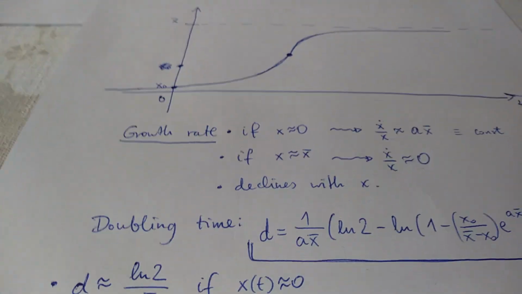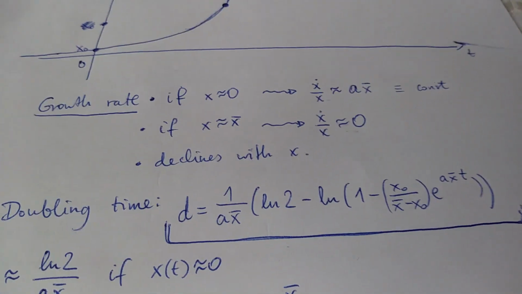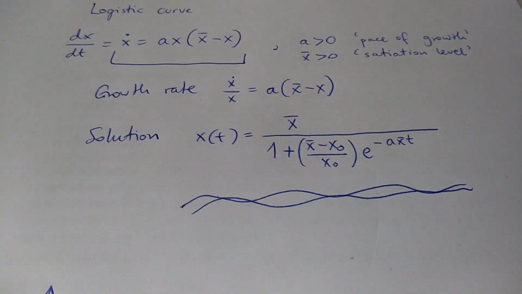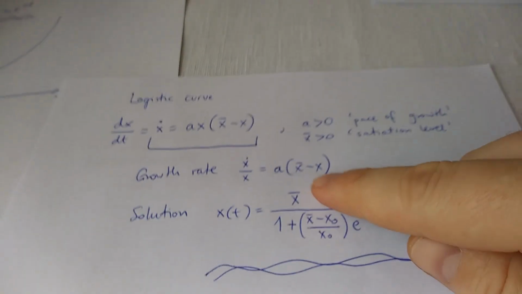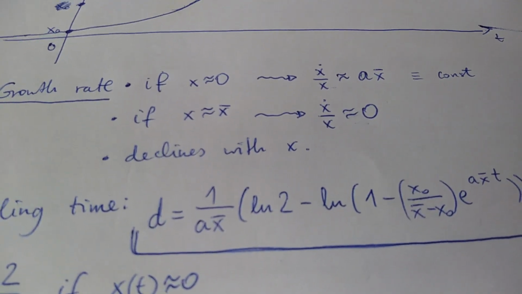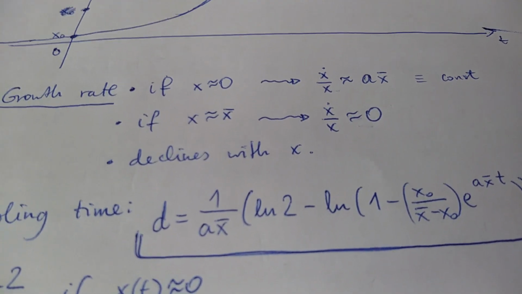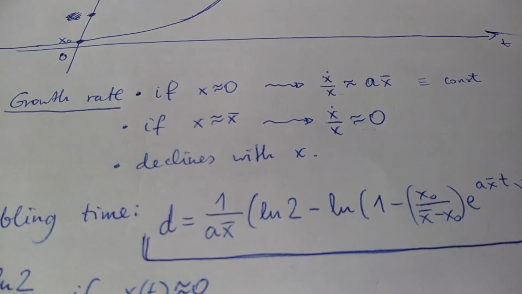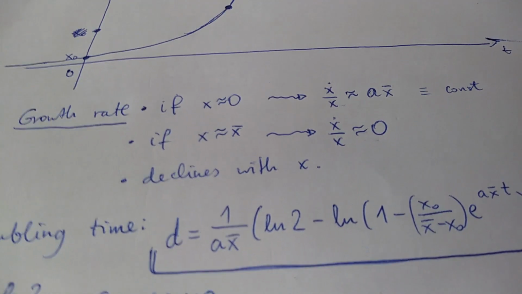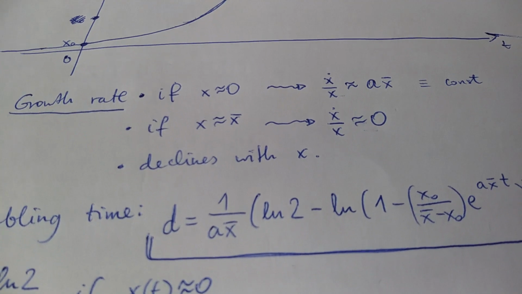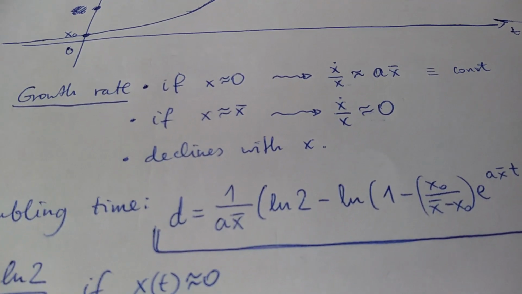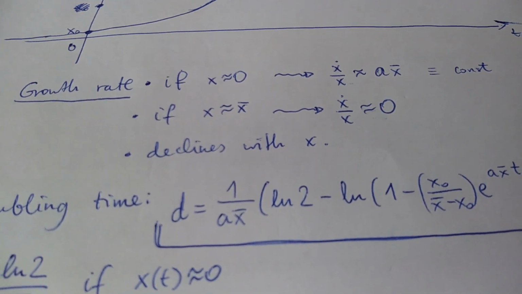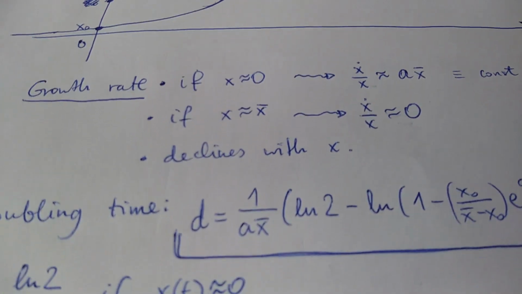So the growth rate here, you can easily see, is like this. The growth rate is approximately constant, equal to a times x bar, if x is small, and then if x is big, in the limit as it approaches the limit, then the growth rate basically tends to 0. So the growth rate declines.